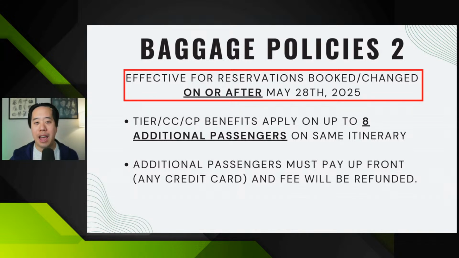So I'm glad they have that option. But again, if you do that per flight and there are 2 checked bags, the numbers add up very, very quickly. So just keep that in mind. And that's the whole thing that's going to happen after May 28th.